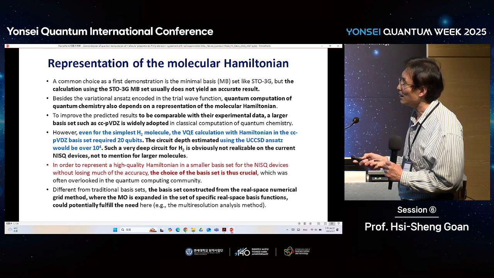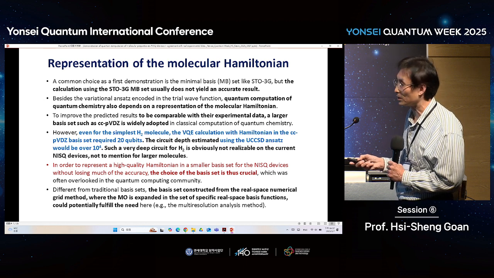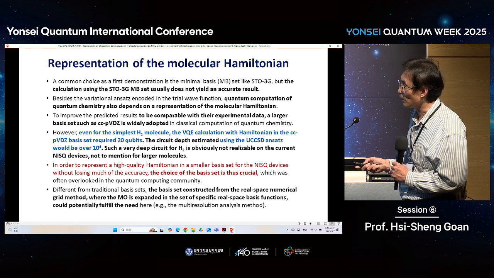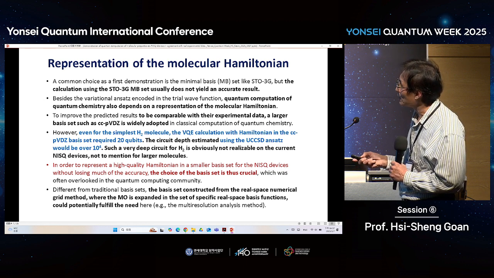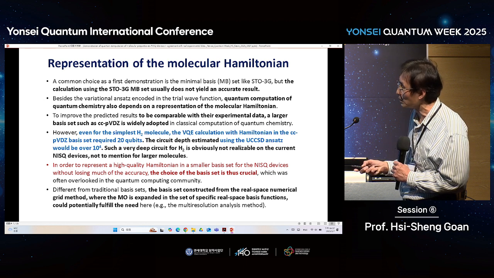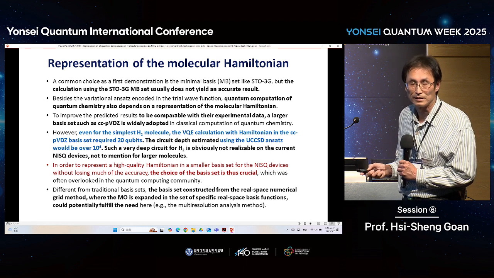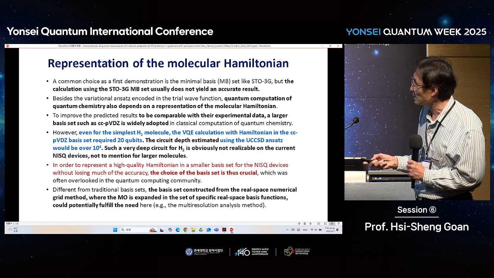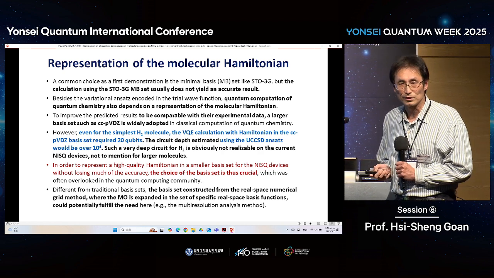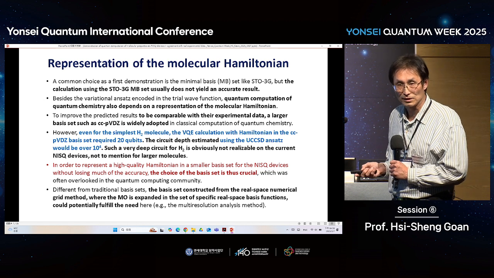But it's hard because now you are limited by the number of qubits and the circuit depth. So even for a simple H2 molecule, if you want to calculate a result comparable to the real experimental data, you need to use 20 qubits. And the circuit depth usually is 10 to the 4. So that's still beyond the reach of current NISQ devices.